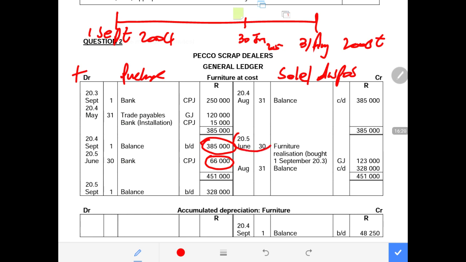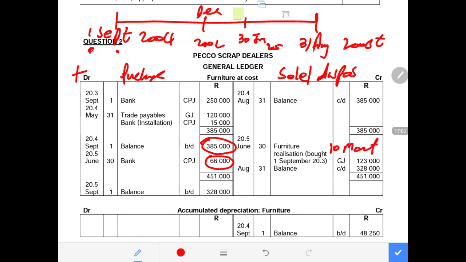If it was sold at this time, it means this finisher was in the business at the beginning of September. It was there October, November, December 2004, the end of the year. This finisher that cost 123,000 was still in the business, meaning September, October, November, December, which is 4 months, then January 2005, February, March, April, May, June. Then in June, this finisher was sold. Therefore, it will be September, October, November, December, January, February, March, April, May, June. That means this finisher was in the business for a period of 10 months.